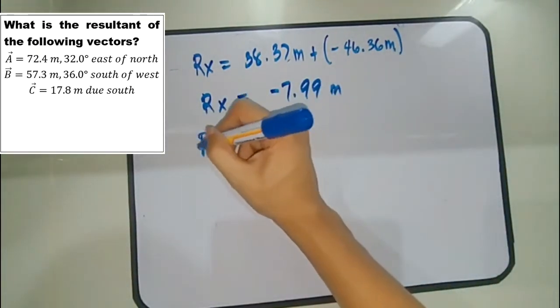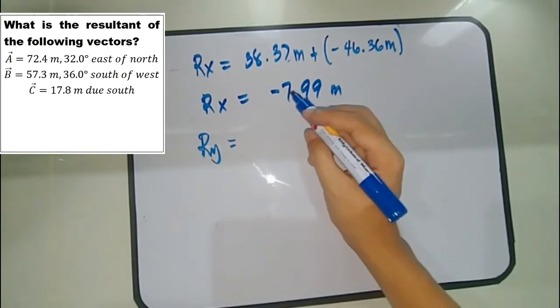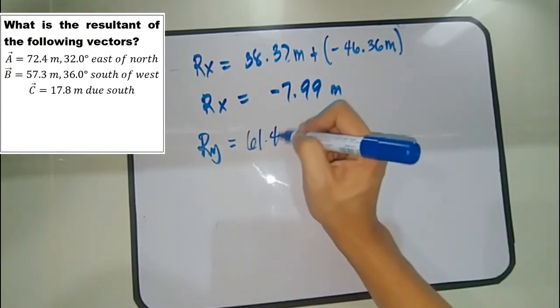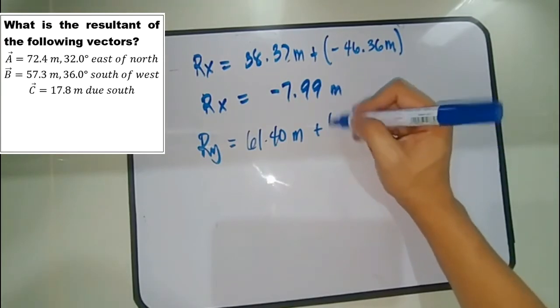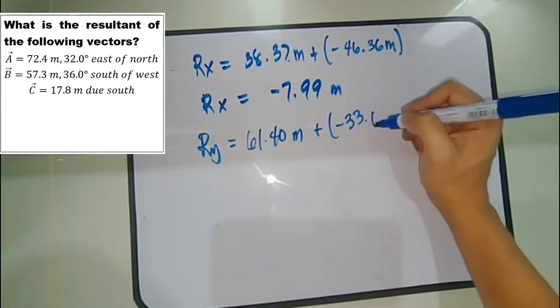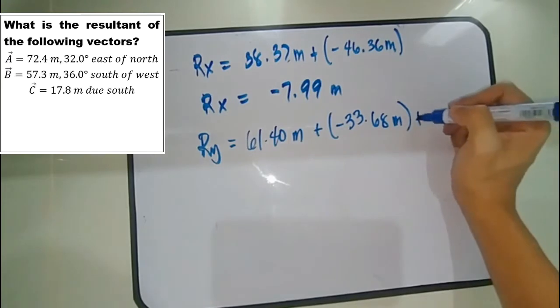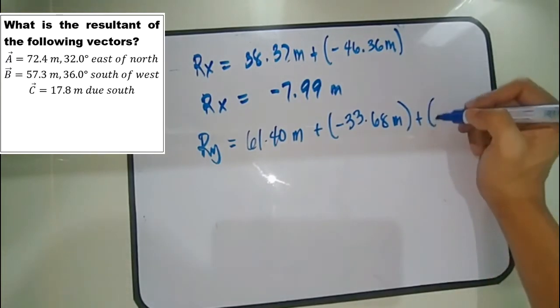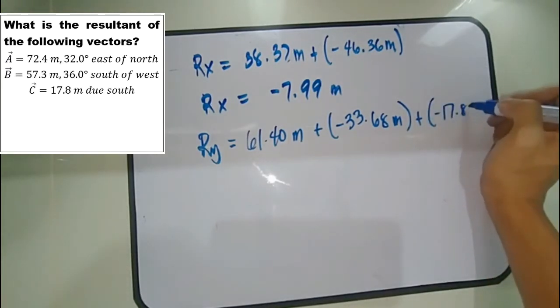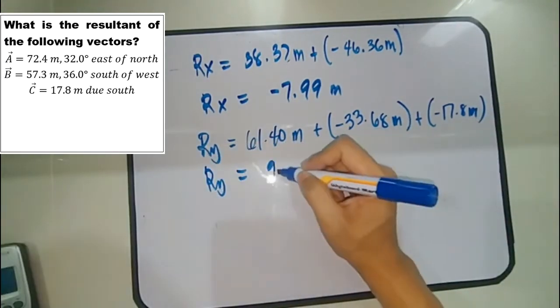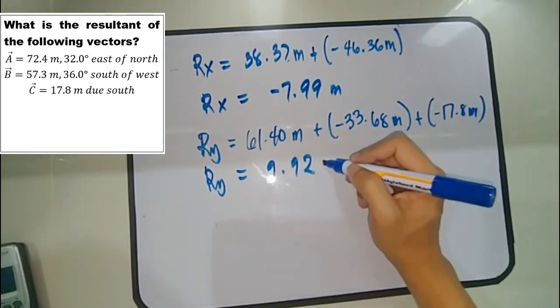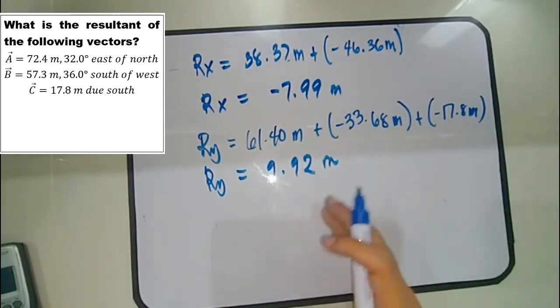So R sub y is, we have here A sub y, that is 61.40 meters, plus B sub y, that is negative 33.68 meters, plus C sub y, that is negative 17.8 meters. So R sub y is equal to 9.92 meters. Meaning guys, yung R sub y natin is upward.